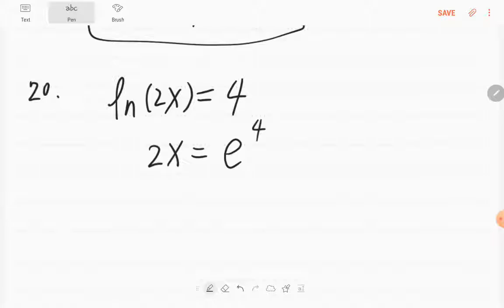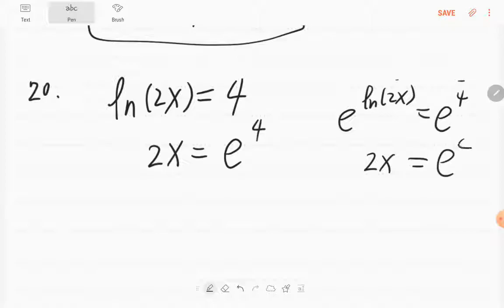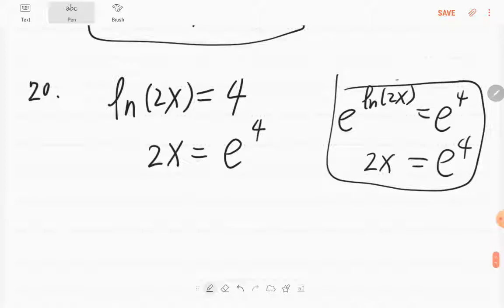So why is this true? Another way is you can take e to both sides: e to the natural log of 2x equals e to the 4, right? Because these two numbers are the same number, e to the same power should be the same. So e to the natural log would be the inside, 2x, because the natural log has the base e, and this e is also e, so they can be cancelled out. You have 2x left, and e to the 4, right? Or you can just use the definition directly to get this result. So x equals e to the 4 over 2.